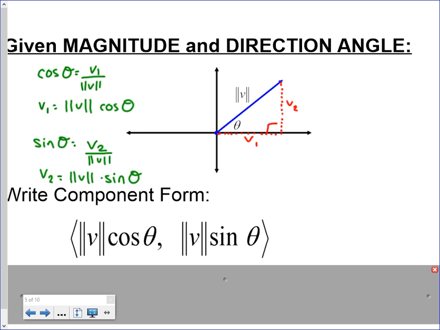Every single time. Don't ask a question. The horizontal component will be the magnitude times the cosine of the direction. And the vertical component will be the magnitude times the sine of the direction. That will always be the case, whether you're in quadrant 2, 3, or 4.